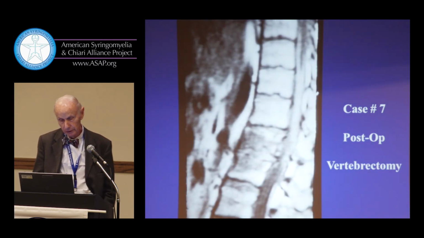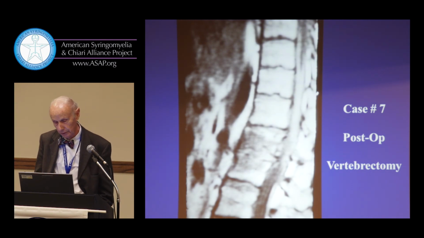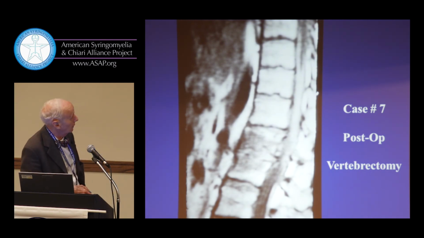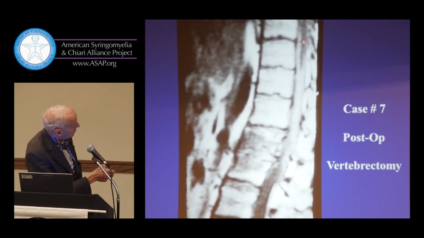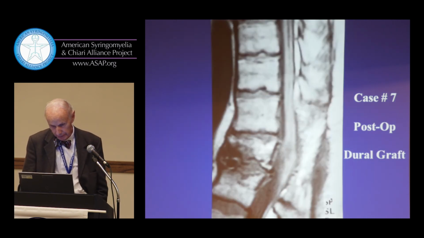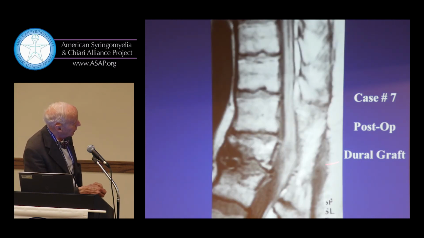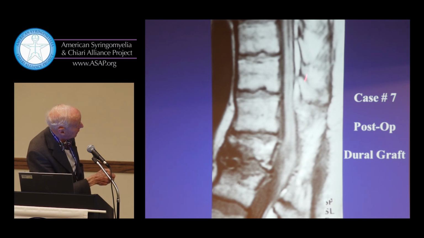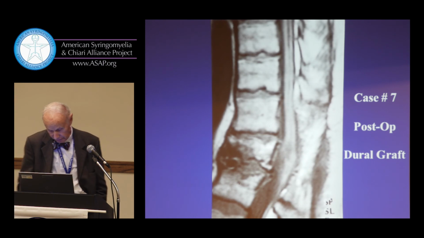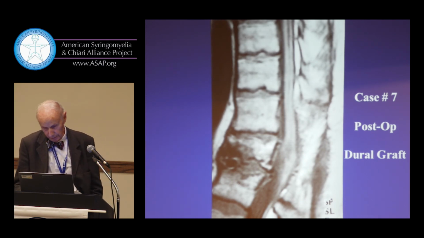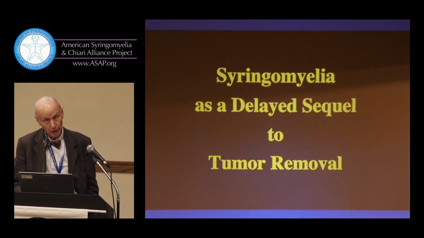We treated her with a two-stage procedure, an anterior vertebrectomy, and you can still see some of the syrinx cavity and still see some of the deformity here. And then we went and put in a dural graft over here, and her syrinx hasn't disappeared completely, but it is certainly no longer up in the cervical region.